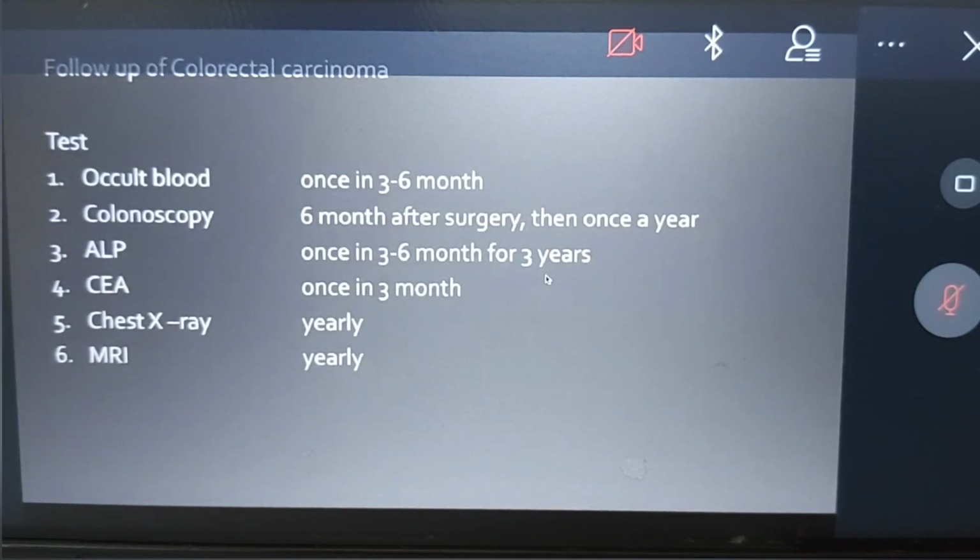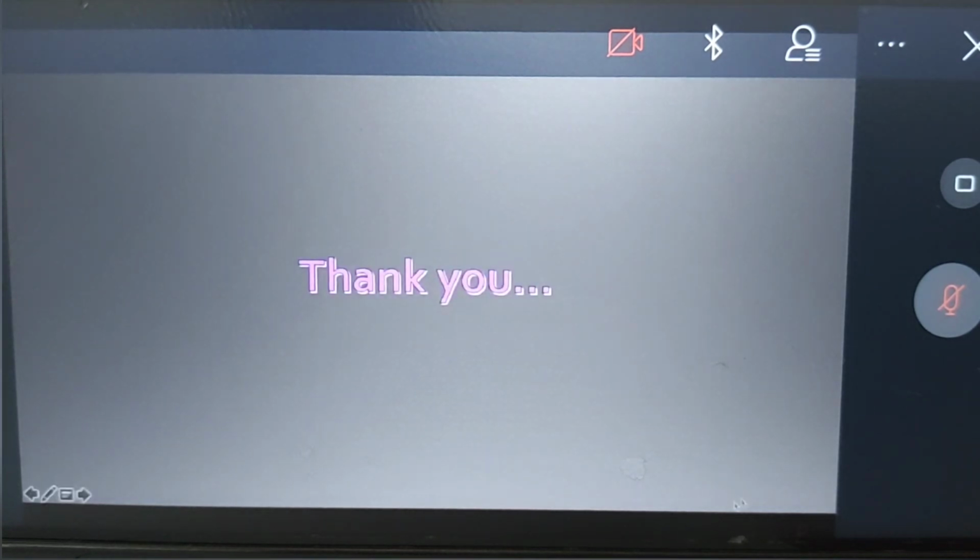So for the follow-up of colorectal carcinoma, usually we take occult blood once in 3 to 6 months. We do colonoscopy 6 months after surgery, then we do it once a year. We take ALP once in 3 to 6 months for 3 years, CEA once in 3 months, and chest X-ray and also MRI yearly. Okay, that's all for my presentation.